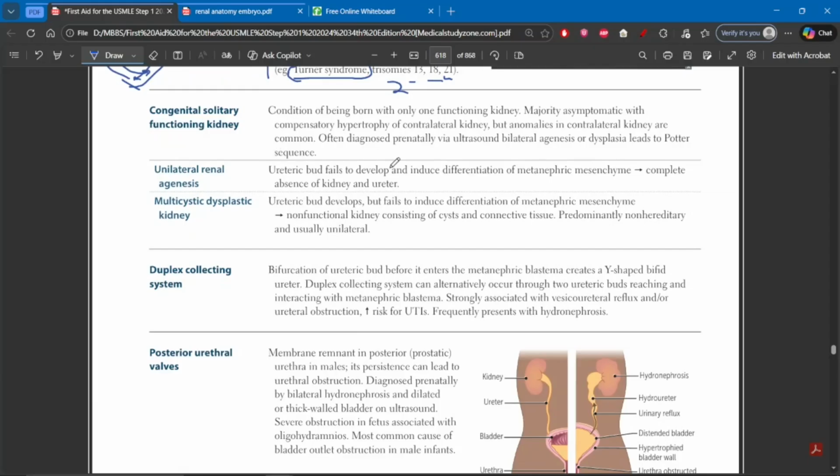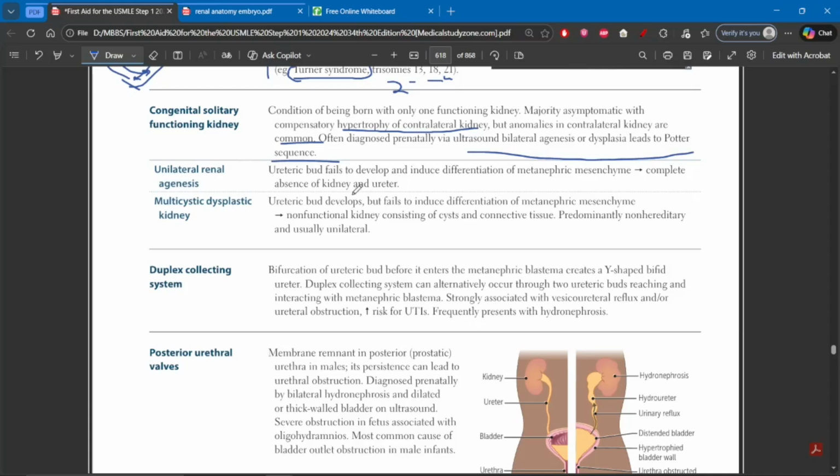Congenital solitary functioning kidney is the condition of being born with only one functioning kidney. The majority are asymptomatic with compensatory hypertrophy of the contralateral kidney. But anomalies in the contralateral kidney are common, often diagnosed prenatally via ultrasound. Bilateral agenesis leads to Potter sequence. I think this is self-explanatory: the person is born with only one functioning kidney. It's not really something that is high yield.